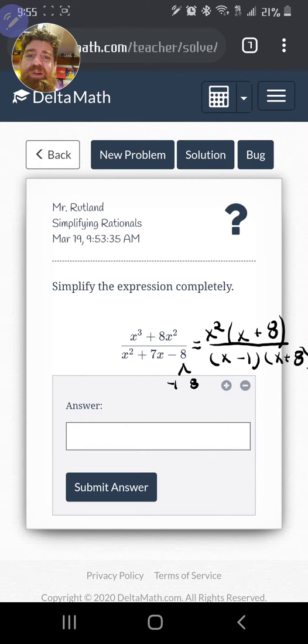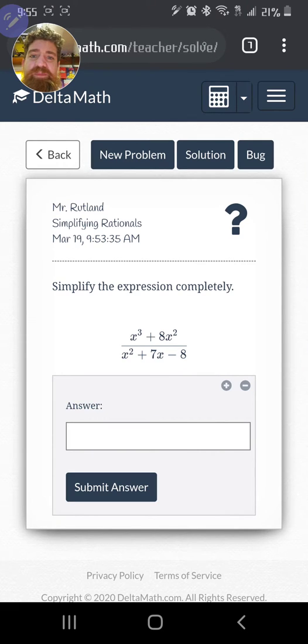Now we look to see if there are any factors that match, where one in the top matches exactly with one factor in the bottom, and those will divide out. Looking at the problem, we see the x plus 8 occurs in the top and the bottom. That's the piece that's going to divide out. Anything that's left is our answer. And our answer is x squared over x minus 1.